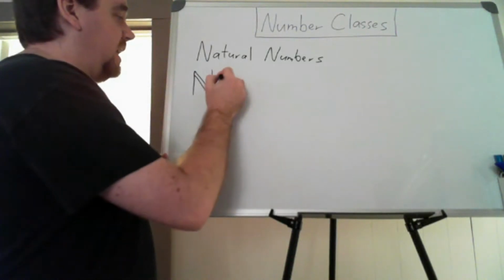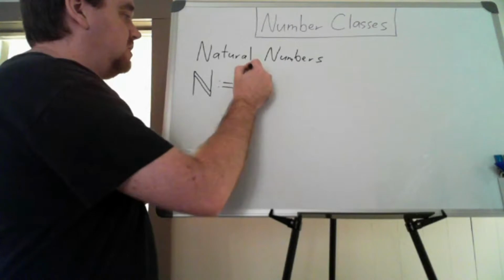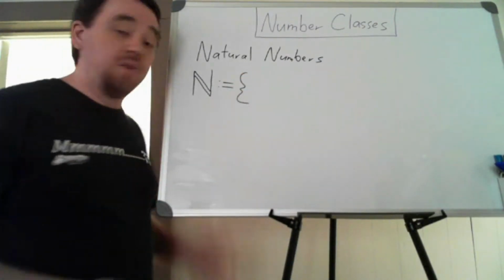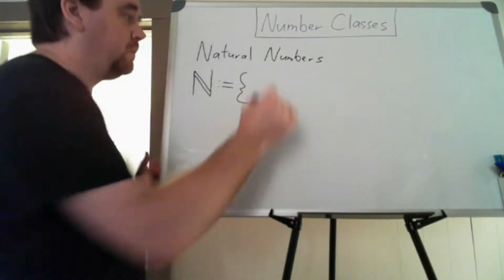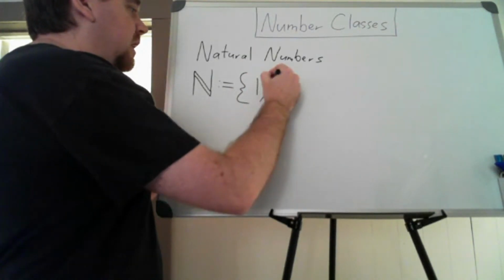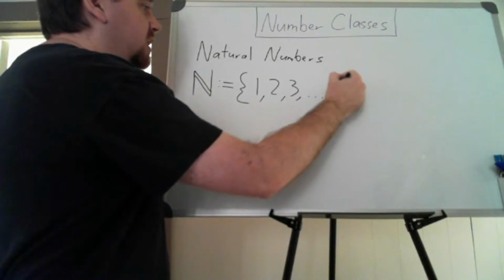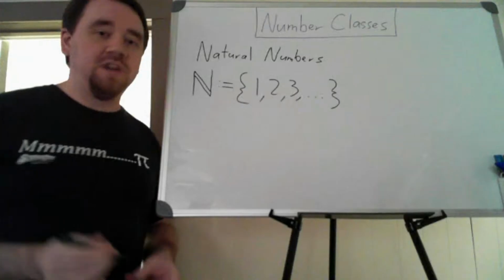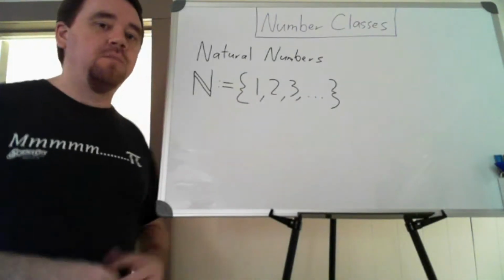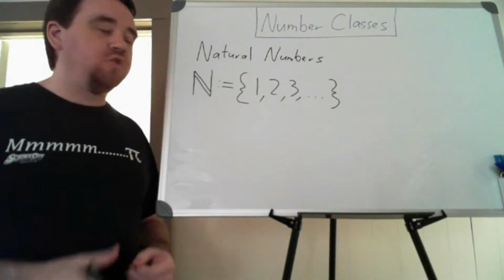So anyway, capital N, and we define this to be equal to the set of numbers, and remember we use braces for sets, where I start with 1, and then 2, and then 3, and so on, and I use that ellipsis to show that it goes into infinity. And that's our first class of numbers, the natural numbers. These ones show up the most.